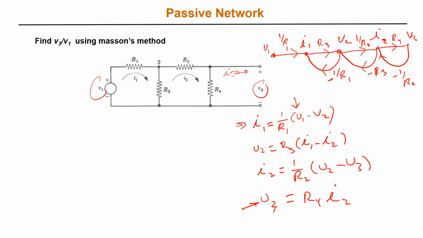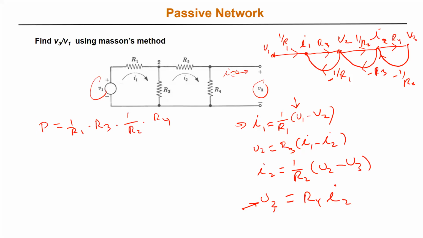Is the signal flow graph clear? Once you have the signal flow graph, it is very easy to find the relation between V3 and V1. How do I proceed? Find the forward path. Exactly. Tell me the forward path. P is the forward path: 1 over R1, multiplied by R3, multiplied by 1 over R2, multiplied by R4. Exactly. This is the path, and I have only one path.